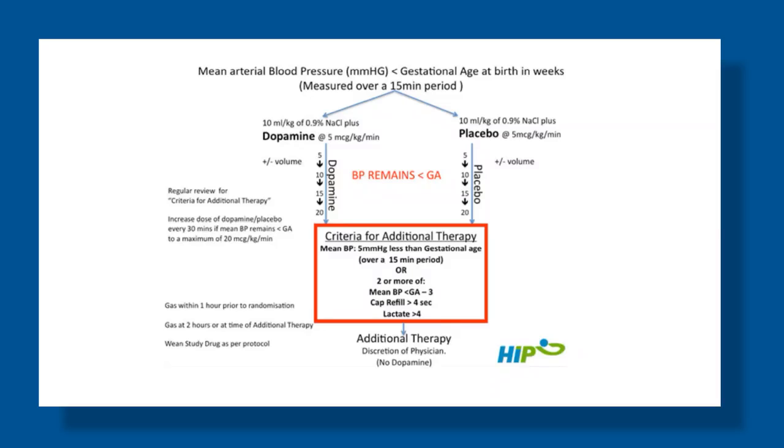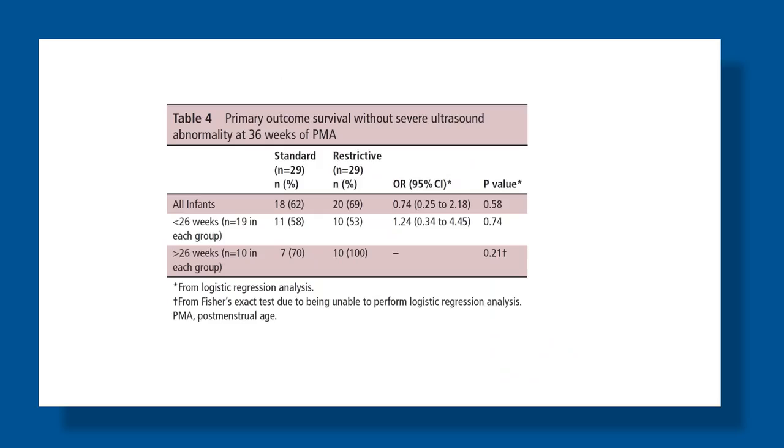Right, next slide, please. So when you see the results of it, you see that there is no significant difference in the survival in both these arms when you want to manage these babies conservatively versus just starting dopamine at the drop of a hat and going up in the dopamine.